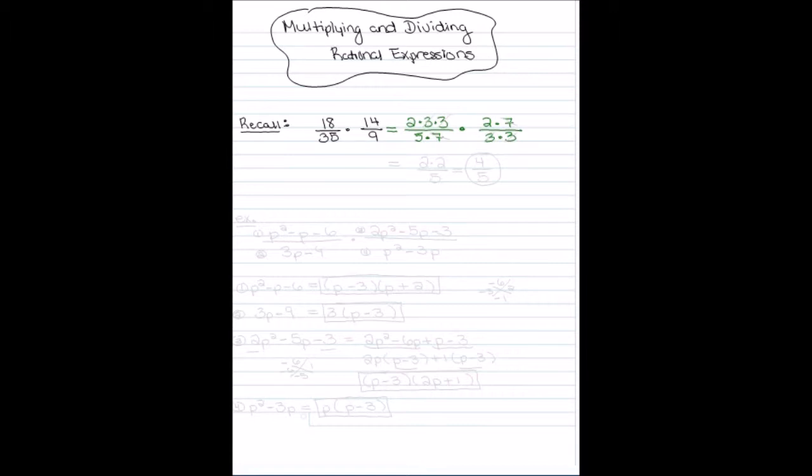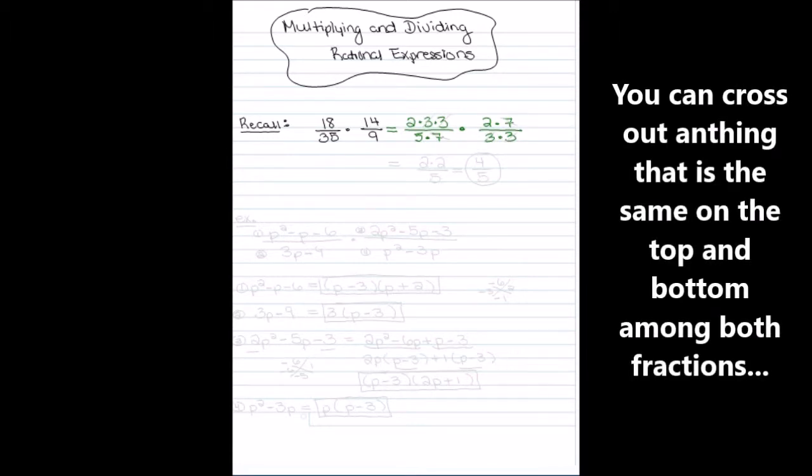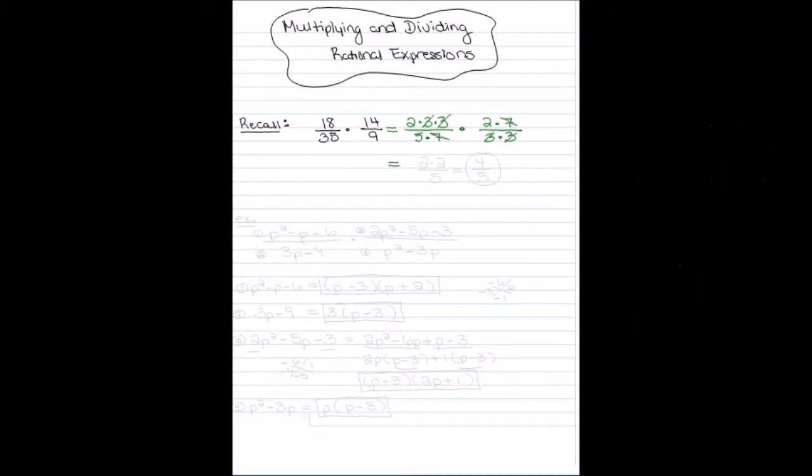Now, the goal is to cross out anything that looks the same at the top and bottom. And when I look at these expressions, I have a 3 at the top and bottom, and I have another 3 at the top and bottom. And then I also have a 7. That leaves me with 2 times 2 over 5. And 2 times 2 is 4 over 5, and that gives us our final answer.